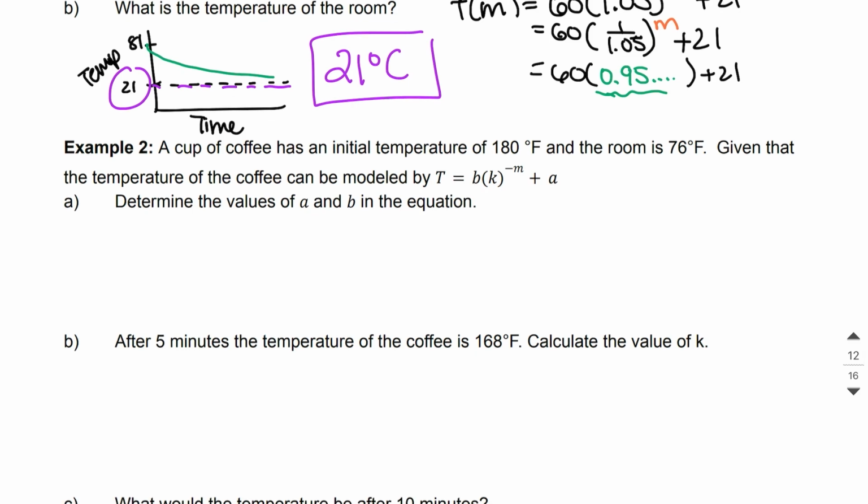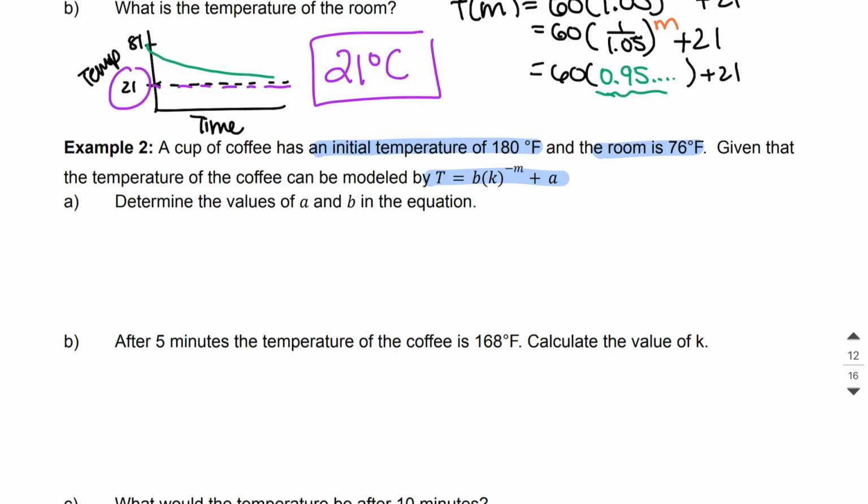Okay, now in example 2, it says a cup of coffee has an initial temperature of 180 degrees. So that's going to be some useful information here. And the room is 76 degrees. Given that the temperature of the coffee can be modeled by this equation right here, first thing we want to do is determine the values of A and B in the equation.